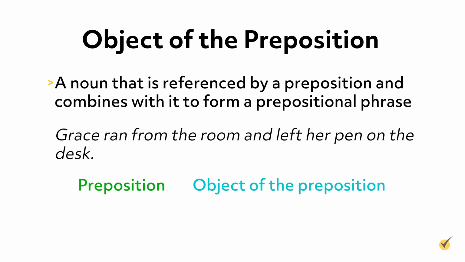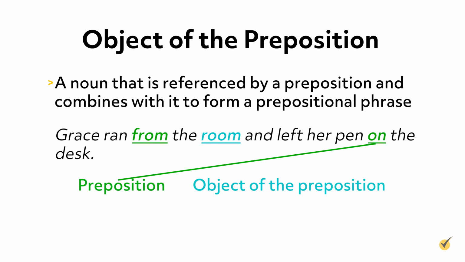Here's another example. Grace ran from the room and left her pen on the desk. In this sentence, there are 2 prepositional phrases. The first preposition is from. The noun room is what the preposition is referring to, so room is the object of the preposition, creating the prepositional phrase from the room. The second preposition is on. The noun desk is what the preposition is referring to. So desk is the object of the preposition, creating the prepositional phrase on the desk.